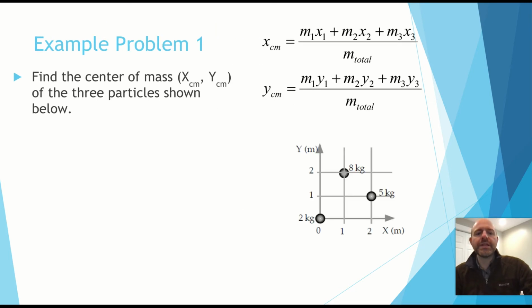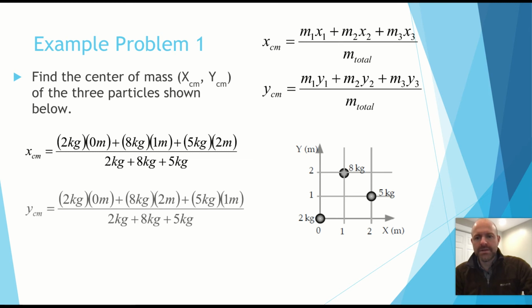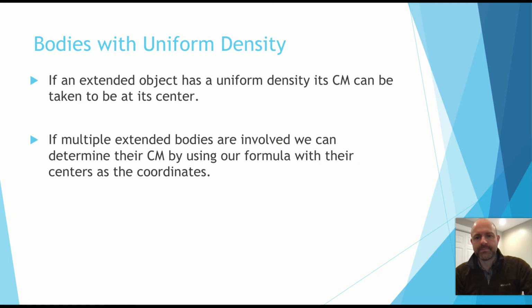So for example, if you have these three objects, a 2 kilogram, an 8 kilogram, and a 5 kilogram mass spread out on this grid, well, the x center of mass and y center of mass equations are right there. And so you can start by plugging in the values. The 2 kilogram mass is at position 0 in the x, 8 kilogram at 1 meter, 5 kilogram at 2 meters, and then we sum up all the masses. We can do that same thing in the y, 2 kilogram at 0, 8 kilogram at 2, and then 5 kilogram at 1. And you end up with 1.2 meters and 1.4 meters as your coordinates for the center of mass. So that's just individual particles.